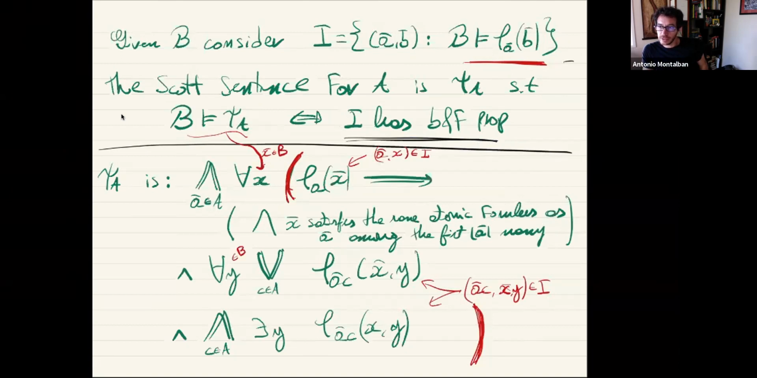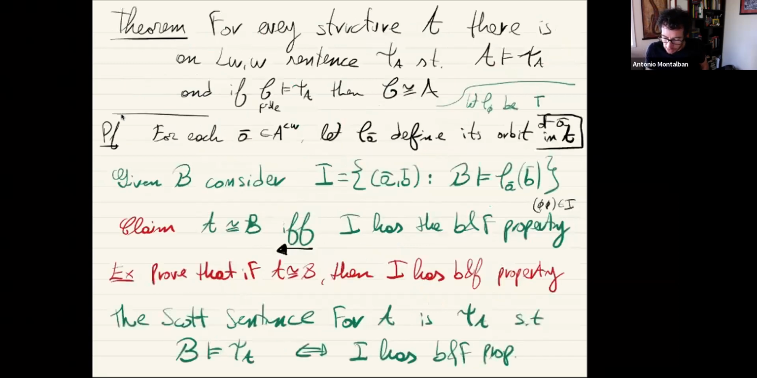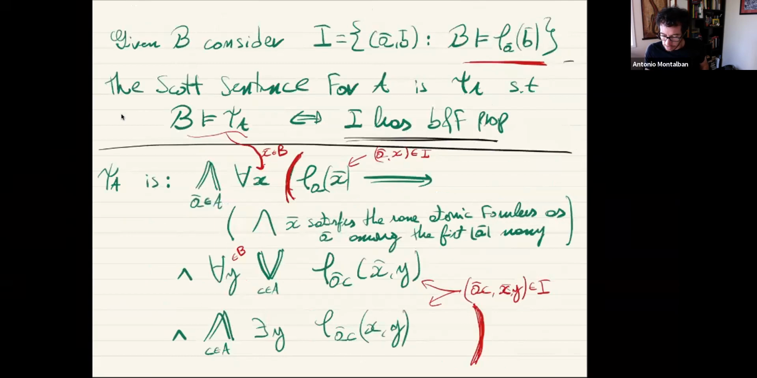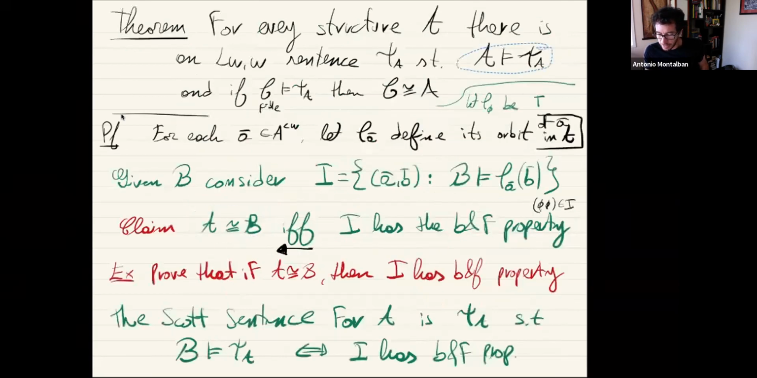Okay, so then this formula is going to be true in B if and only if I has the back and forth property, and I has the back and forth property if and only if A is isomorphic to B. So we get that. So this formula is true about everybody that is isomorphic to A, and exactly about people that are isomorphic to A. If it's true about somebody, that somebody must be isomorphic to A. Cool.